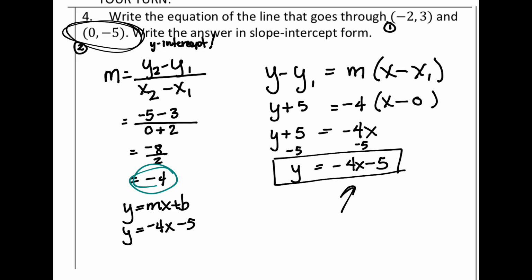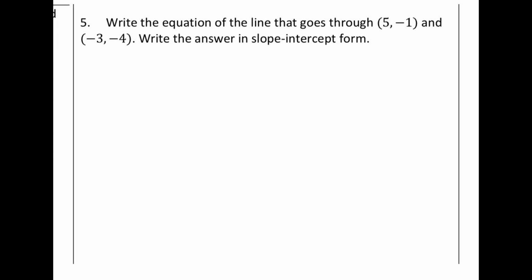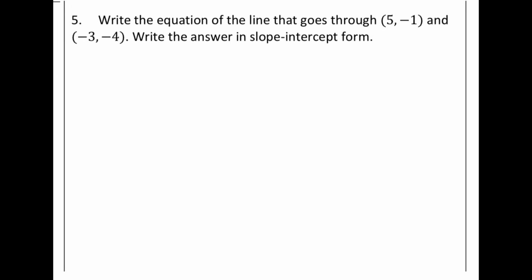Chances are you won't notice that very often, so make certain you understand how to do it the long way, just to be safe. And over here, there is no y-intercept given. There's no zeros in your points, so you have to do the whole thing. Okay, and I told you I'd show you a different way of organizing.